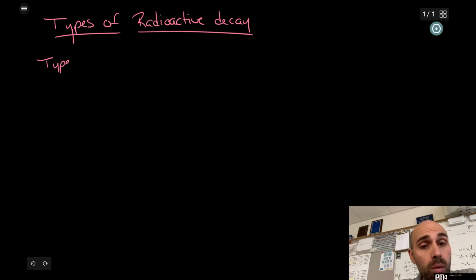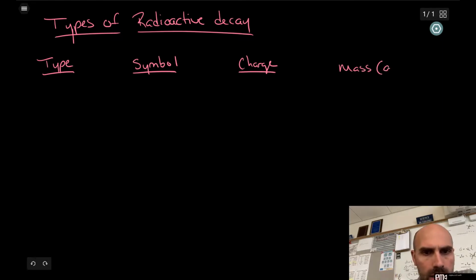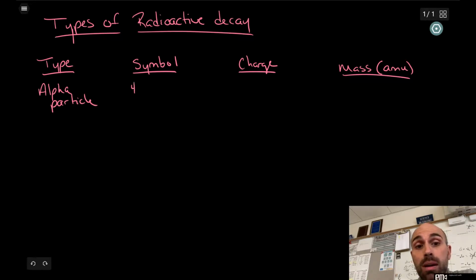All right, so I talked about radioactive decay. There are 3 different types of radioactive decay that we're going to familiarize ourselves with. I've got a table going here. We have type, symbol, charge, mass in AMUs. AMU stands for atomic mass unit. The first type of radioactive decay is the alpha particle. Now, there are 2 ways to write an alpha particle.